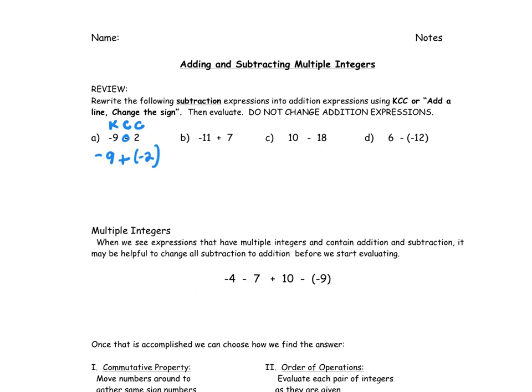We're going to use our same sign adding rules. So I'm going to add 9 and 2 together to get 11, and I'm going to keep the sign. So the answer is -11.